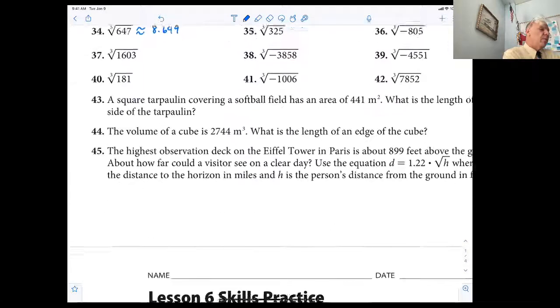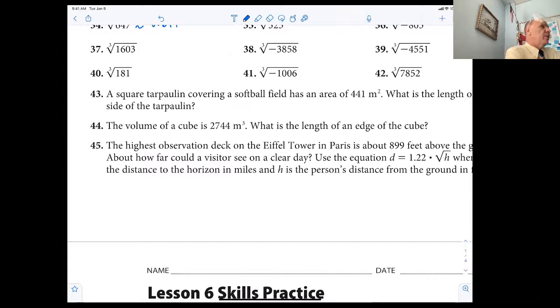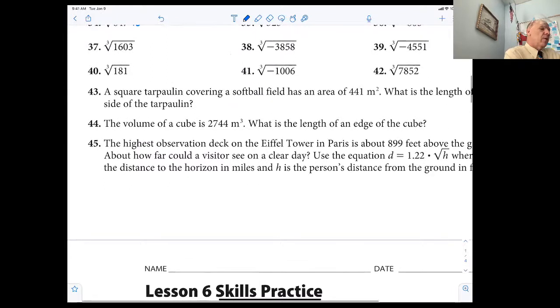Now I want to look at 43 for a second. Everybody jump to 43. Stop what you're doing. You're not in a hurry. It says a square trampoline covers a softball field. So here is my softball field, and it's a square. And the area is 441. Can someone tell me how to figure out what the side is? Find the square root. Yeah, you find the square root.